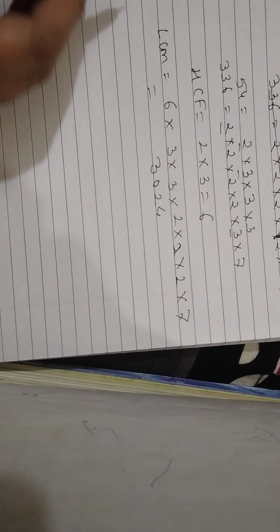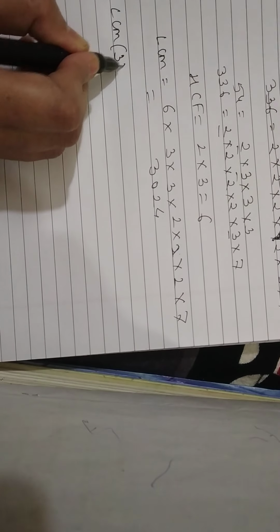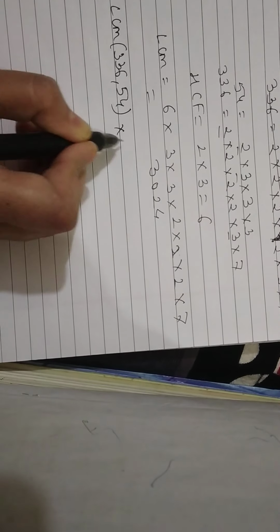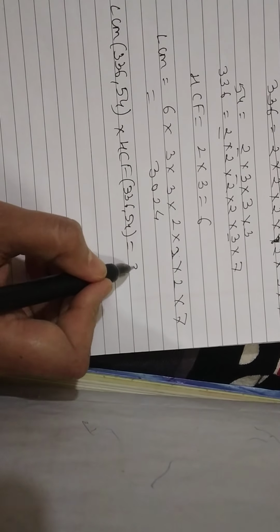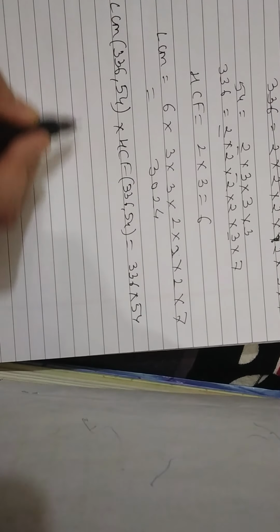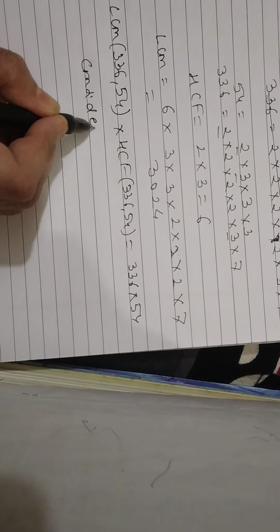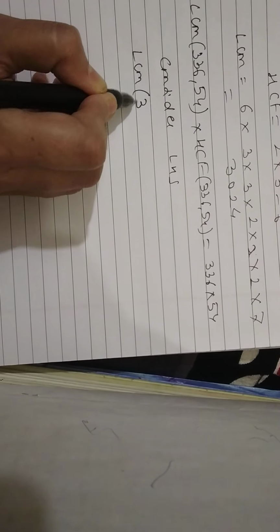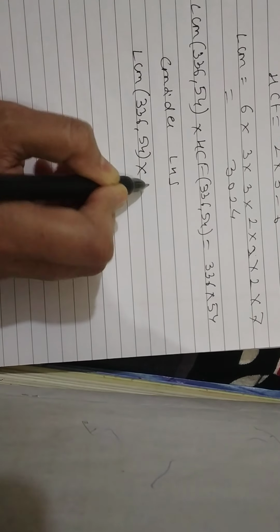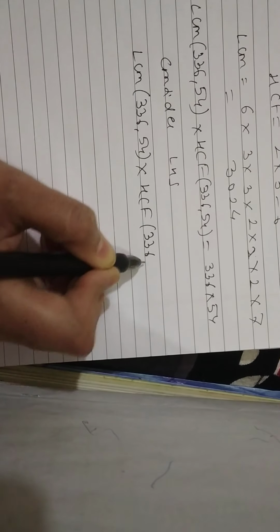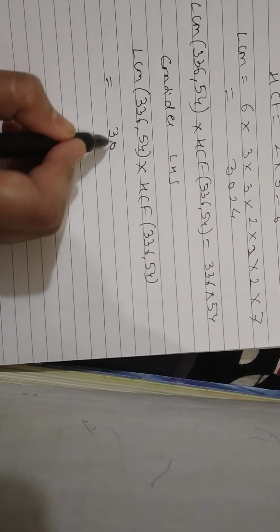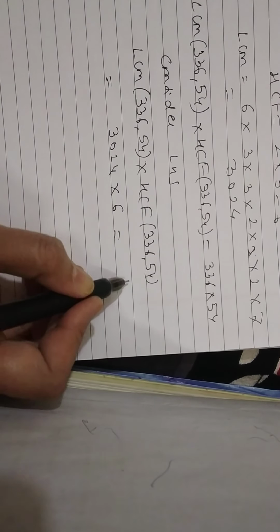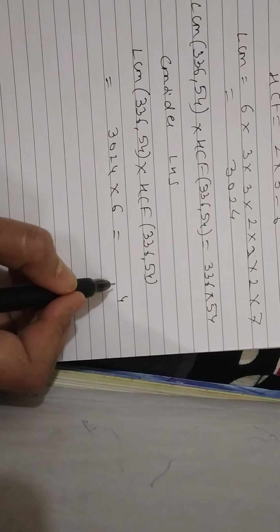Now we'll take that formula. LCM of 336, 54 into HCF of 336, 54 is equal to 336 into 54. Consider LHS. LCM of 336, 54 into HCF of 336, 54. This is how much? 3024 into 6. This comes to 18144.